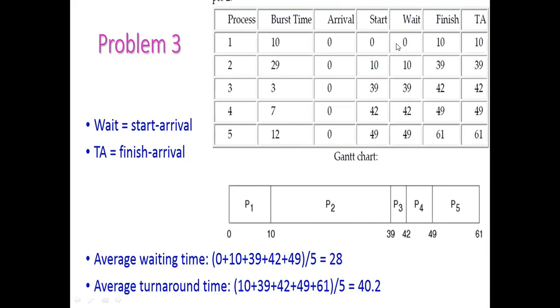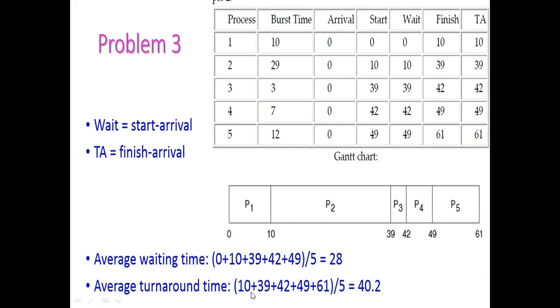For the process P1, the waiting time is 0, for the process P2, 10, for the process P3, 39, 42 milliseconds for process P4, and 49 for the process P5. So the average waiting time is 0 plus 10 plus 39 plus 42 plus 49 divided by 5. Since there are 5 processes, we need to divide it by 5. We'll get 28 milliseconds.